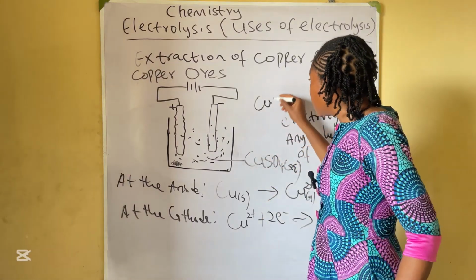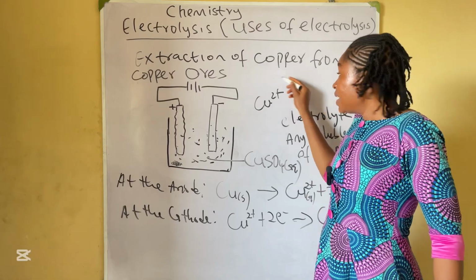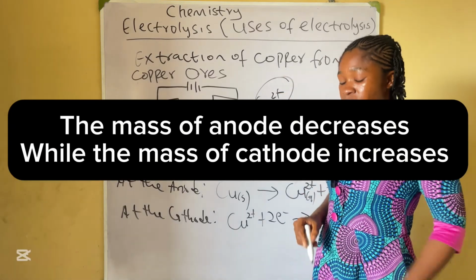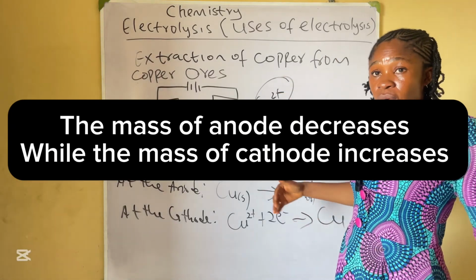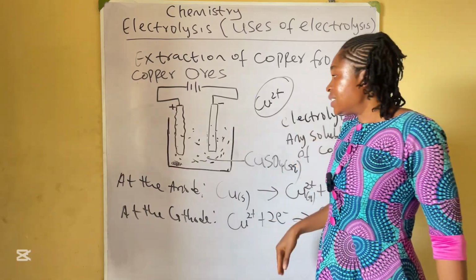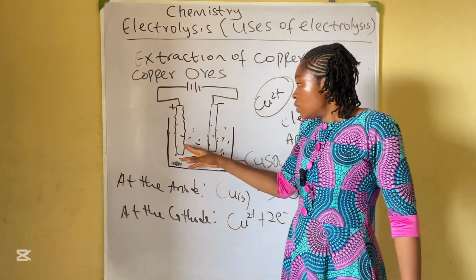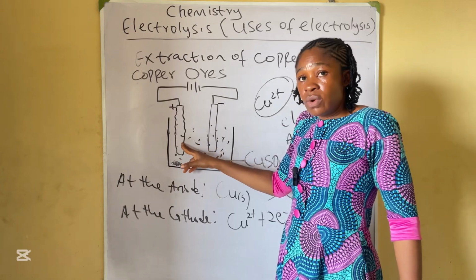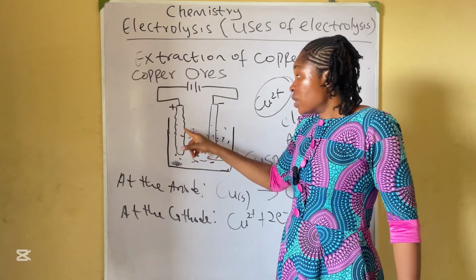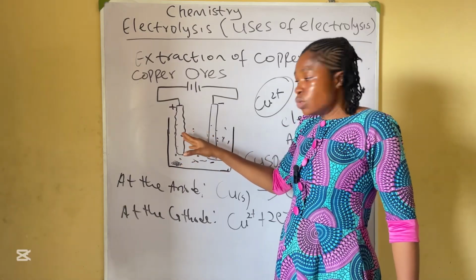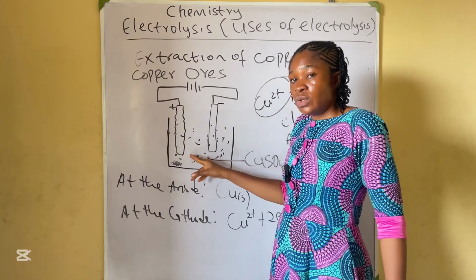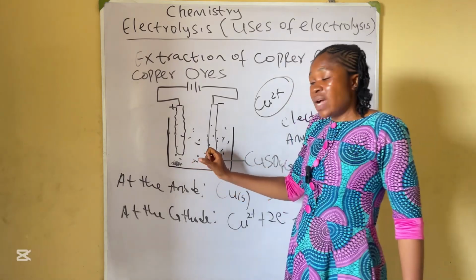The copper 2 ion is present in the solution, and that makes the blue color you're seeing. So what happens to the color of the electrolyte? The color will remain the same. Why? Because the copper from the anode goes into solution to form copper 2 ion.